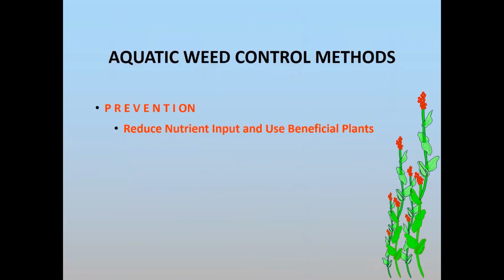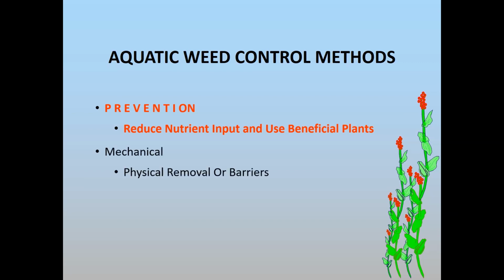So when we look at control, just like so many things, prevention is the best way. And the biggest thing there is reducing nutrient inputs. If you reduce and limit the food, if you will, the nutrients to the plants, obviously you're minimizing the potential for excessive plant growth. And then actually you can use beneficial plants in certain settings, in certain species, to use up nitrogen and phosphorus that would not go to, say, some other nuisance species like filamentous algae, for example.